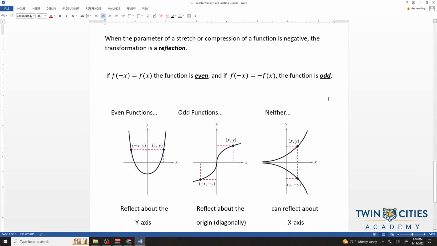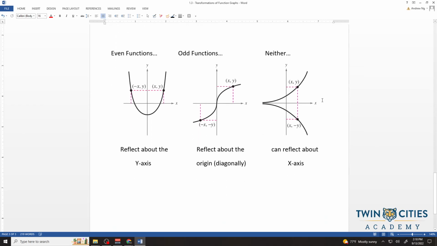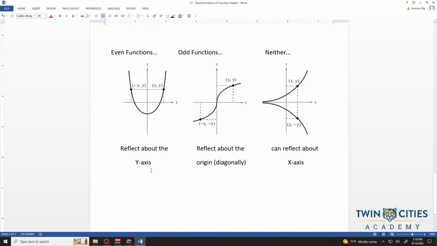then it's odd. Graphically, that means that even functions reflect about the y-axis, so they look something like this. Odd functions reflect diagonally about the origin. And if they're neither even nor odd, okay, then it's neither. Note here, it can reflect about the x-axis, and that itself doesn't mean anything. It's not even or odd.